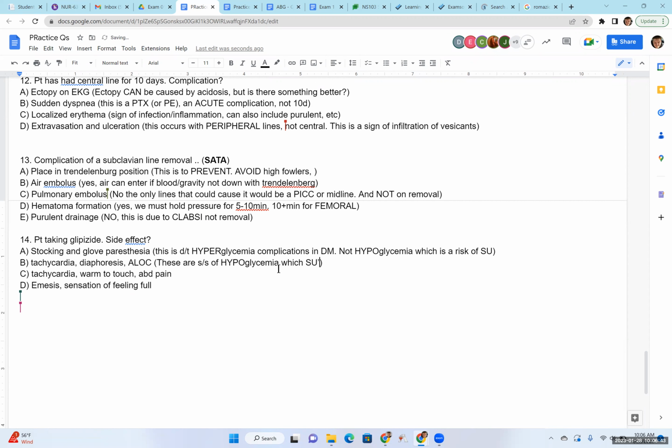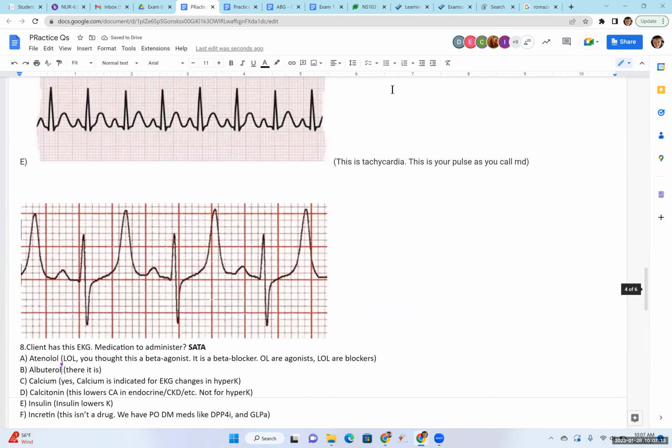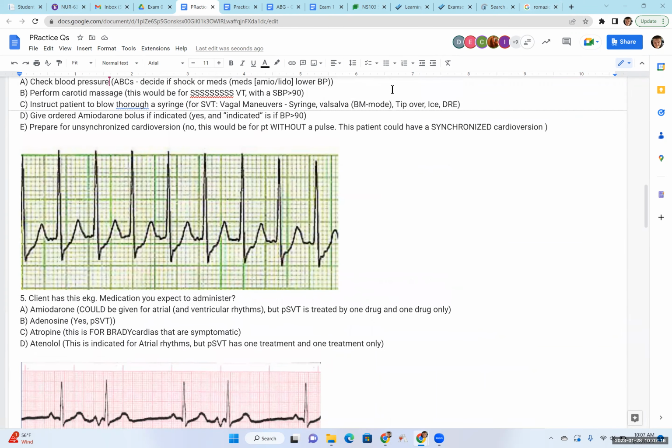Which SUs cause this. Tachycardia, warm to touch, abdominal pain, that's DKA, hyperglycemia. Emesis, sensation of feeling full, that's just gastroparesis, a chronic complication from hyperglycemia. When I make this a SATA, we can put down they have a lethal rhythm here. Which one is lethal?